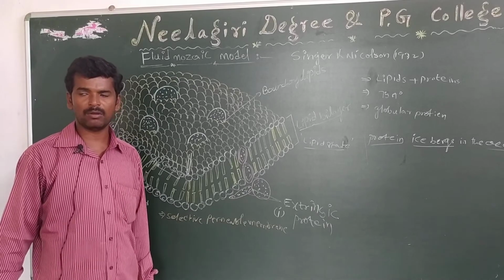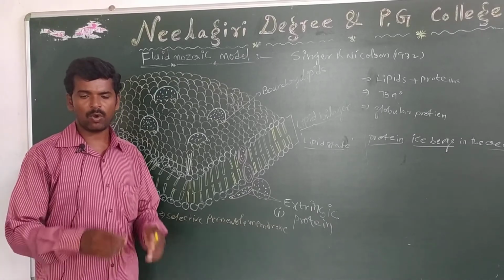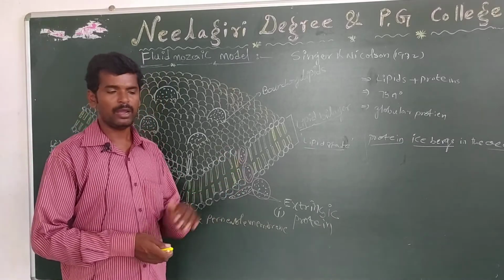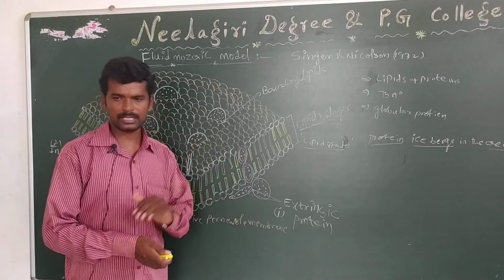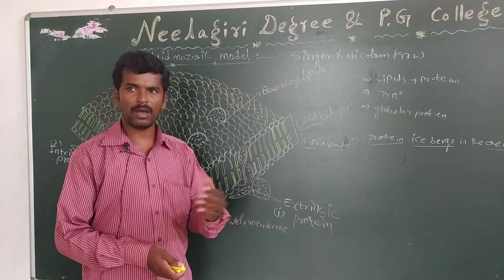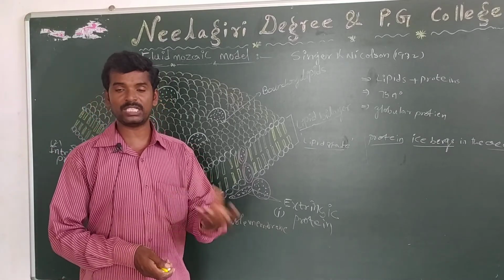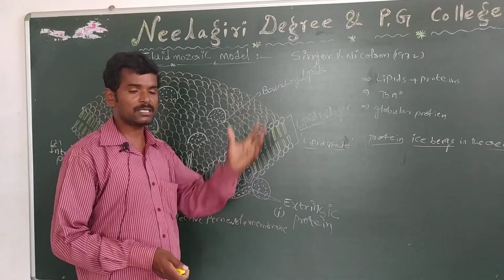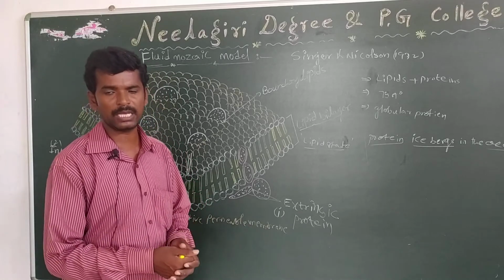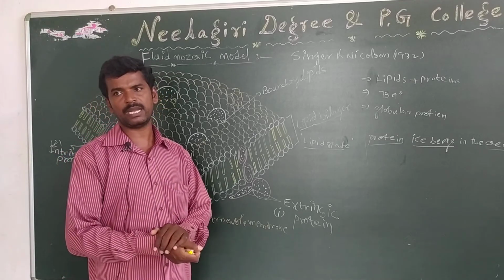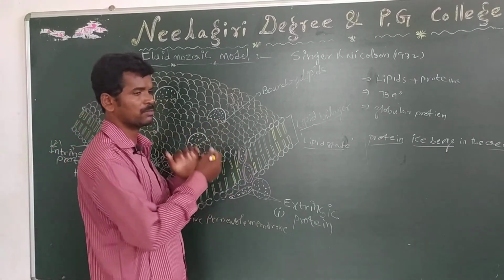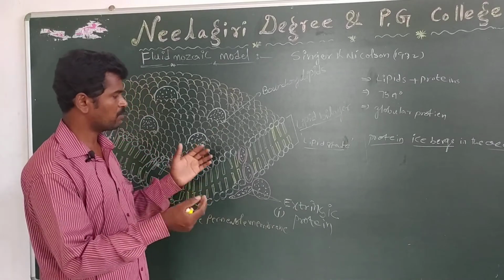Some substances are used by the cell, and some substances are not used by the cell. So what types of substances enter our cell? Some wastage products, carbon dioxide, and other metabolic wastes exit the cell. These are two functions: entry of substances and exit of substances. Both are regulated by the plasma membrane.